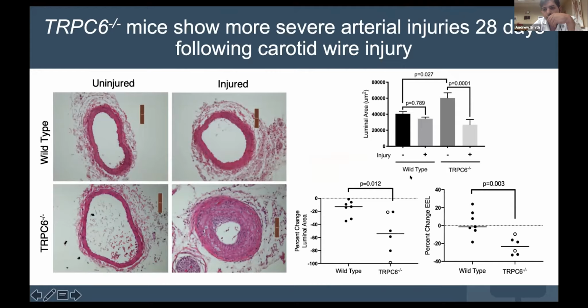In cohorts of 9 wild type mice and 9 TRPC6 knockout mice, one can see that the luminal caliber was essentially preserved after injury in wild type mice, whereas it significantly decreased in TRPC6 knockout mice. We also demonstrated that in TRPC6 knockout mice there was negative remodeling of the external elastic lamina, which was not found in wild type mice.